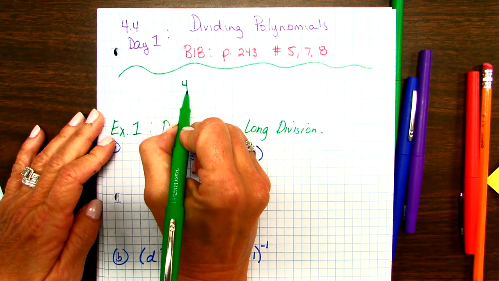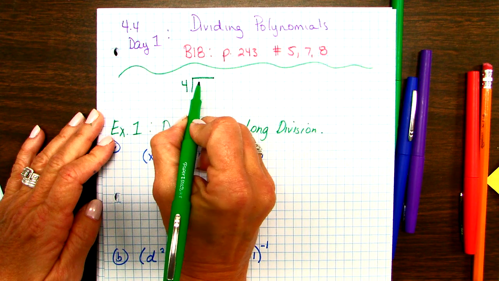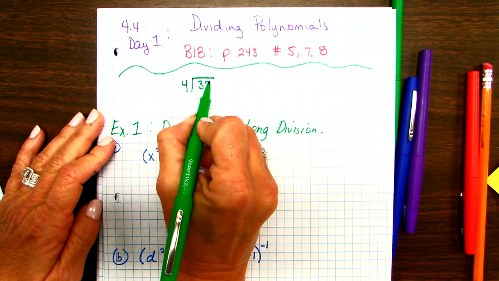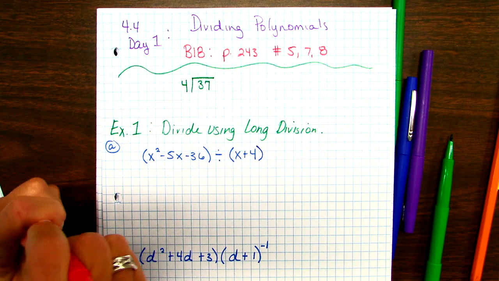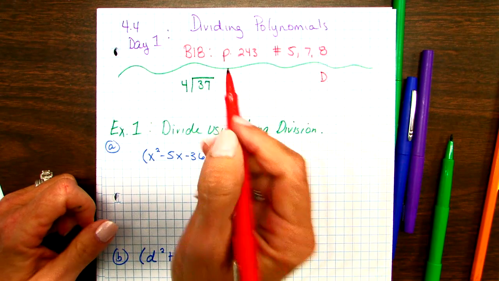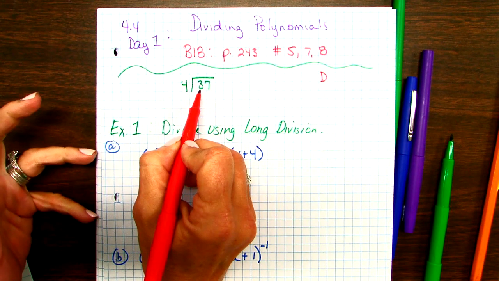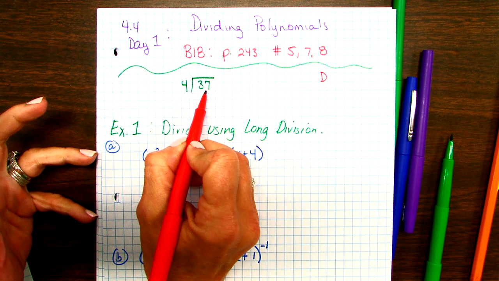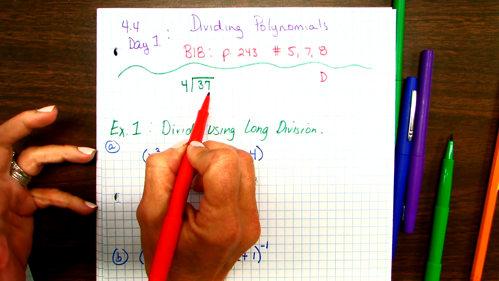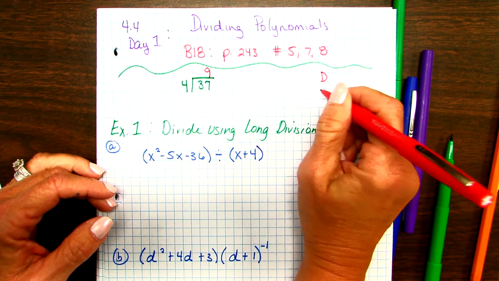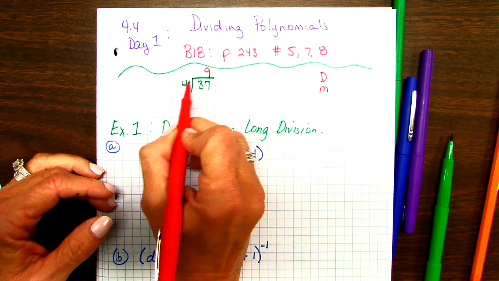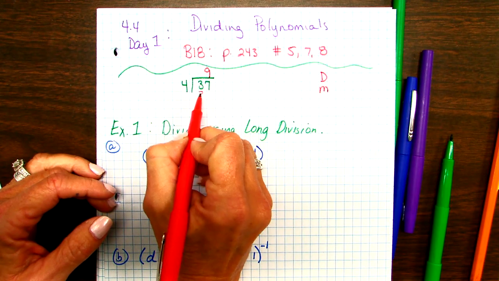So like back in 4th grade, you would have had a problem something like this, and you had steps here. The first step was to divide, which is: does 4 go into 37? Yeah. And we get as close to 37 as we could, which would have been 9. The next step was to multiply. 9 times 4 is 36, and you put it right here.